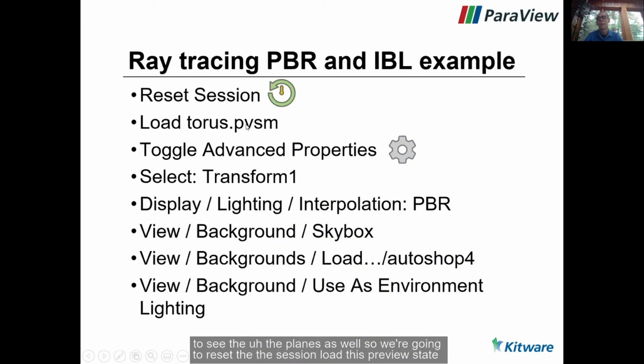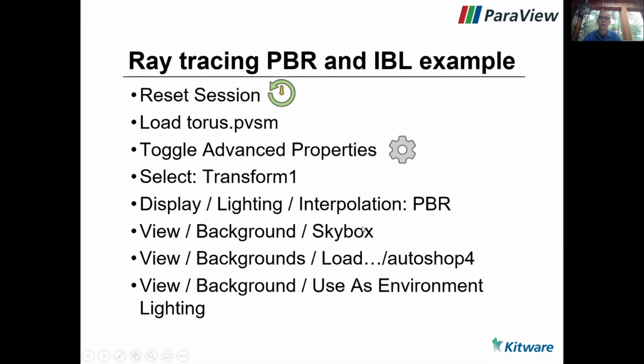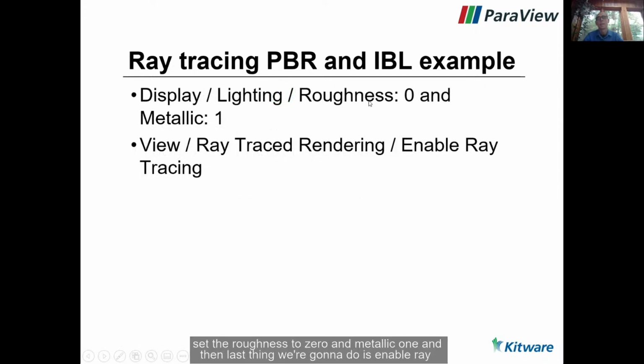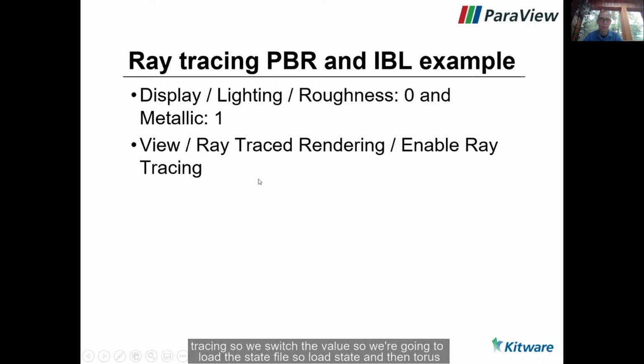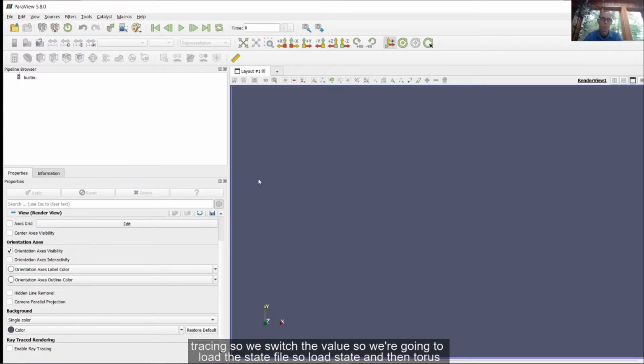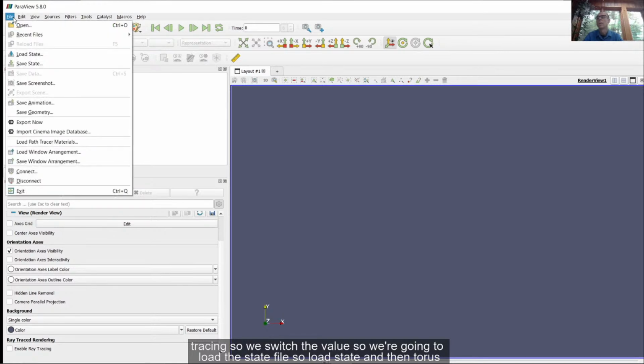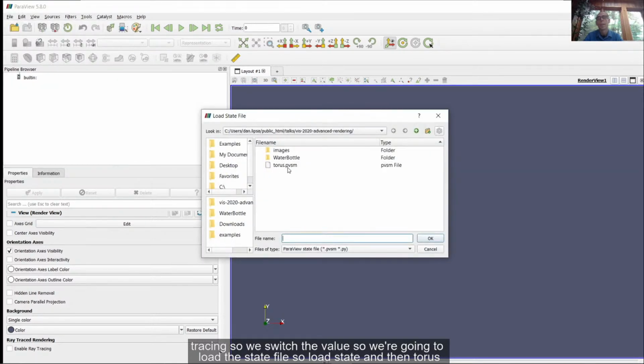So we're going to reset the session, load this Paraview state file that has the torus and the 3 planes set up around it, and then set PBR for the torus, and then load the skybox, use it as environment lighting, set the roughness to 0 and metallic to 1, and then the last thing we're going to do is enable ray tracing. So switch to Paraview. We're going to load the state file, so load state, and then torus.